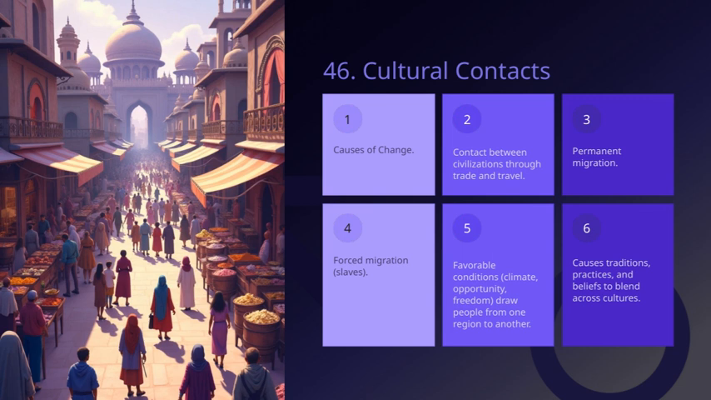We also need to acknowledge forced migration, such as the transatlantic slave trade, which forcibly moved large populations and significantly impacted cultures worldwide. All these causes, migration, trade, and even forced movements, are examples of how civilizations interact and influence each other, leading to the rich, diverse cultural landscapes we see today. This interconnectedness is a fundamental theme of our overall presentation, showing how cultures are constantly shaping and reshaping themselves through contact.